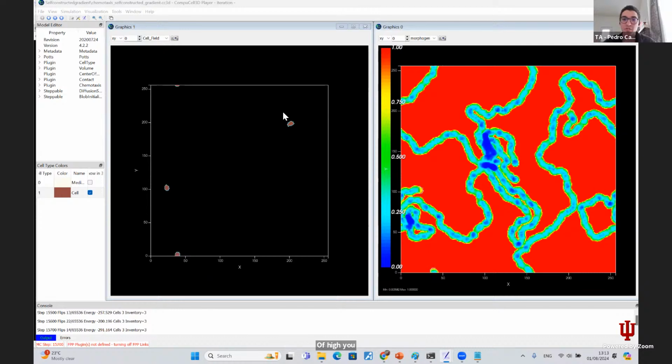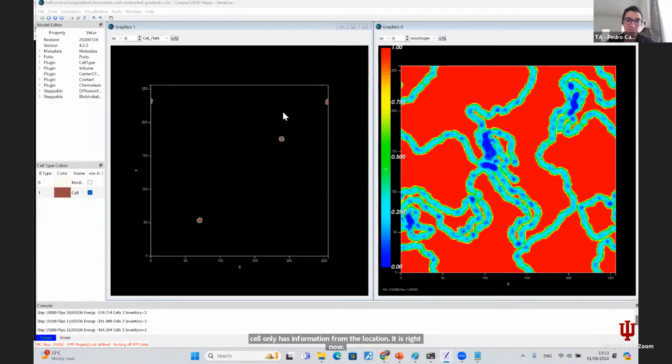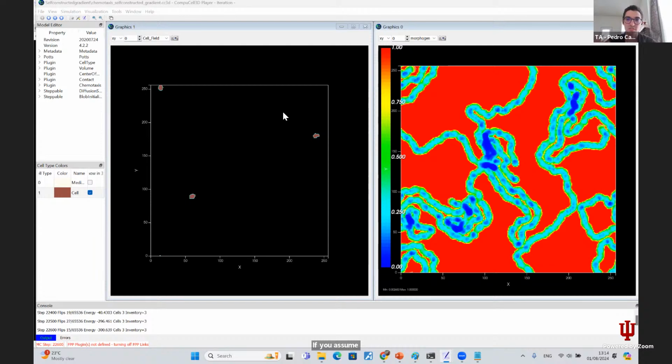Good question. So no, and this comes down to the concept of locality. The cell only has information from the location it is right now, unless somehow information is being transmitted from long distances, which is super, super uncommon in biology. So it's a very reasonable assumption that our model is a local model, and then a cell surrounded by a nutrient-depleted region will not be able to cross it.